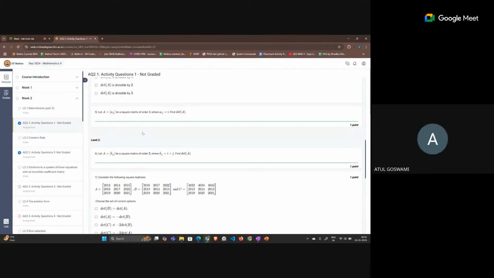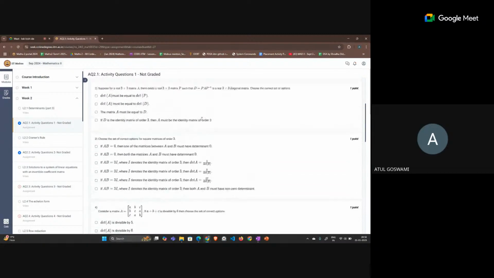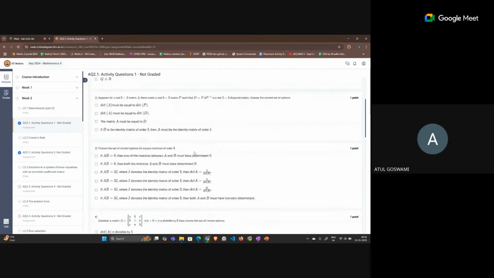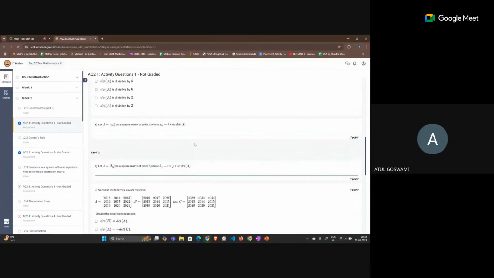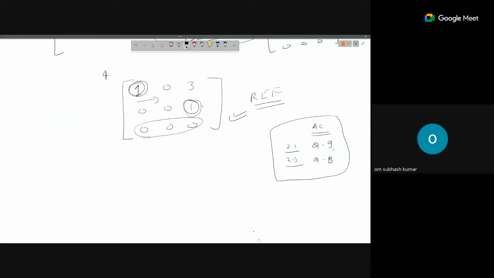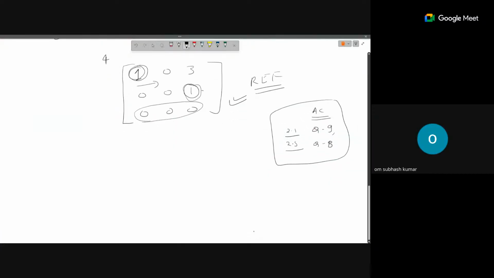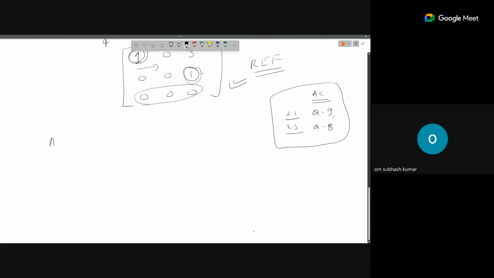a_ij is the base square matrix, so a_ij is the value. And what is a_ij? It is given there: where a_ij is i, find the determinant of A. Is it related to any other question? No. Basically a_ij means row and column, but here a_ij is equal to i. How to proceed? This question I do not understand.